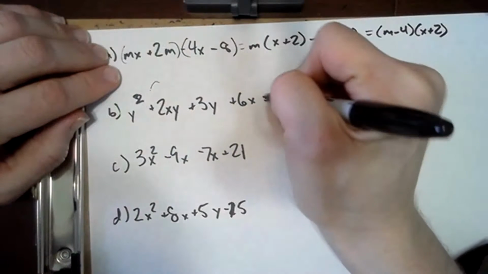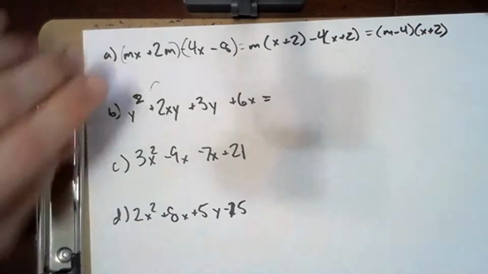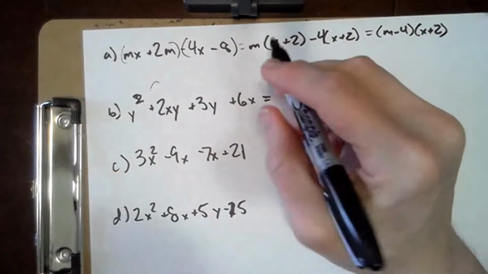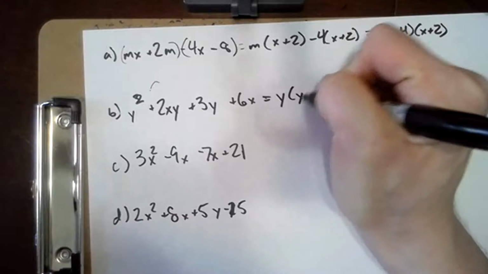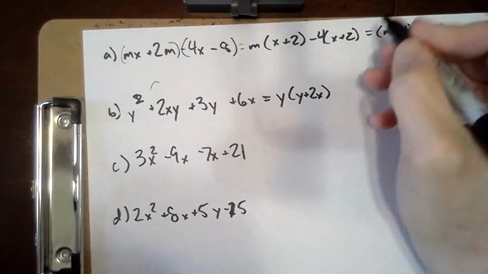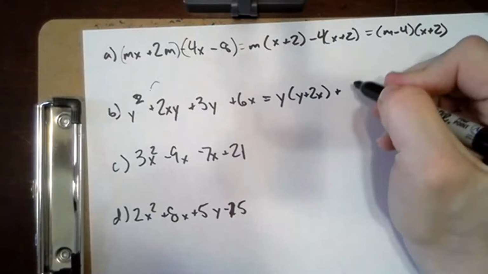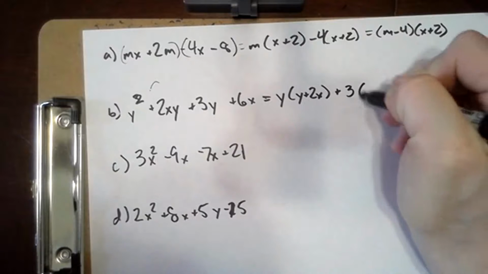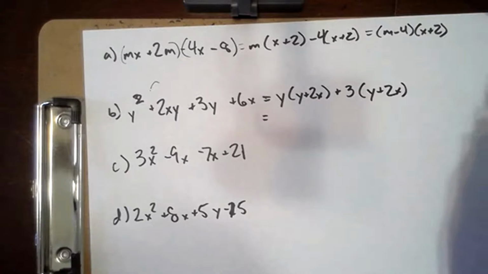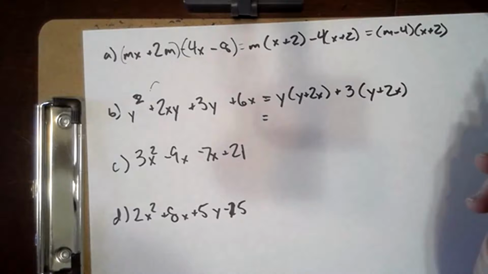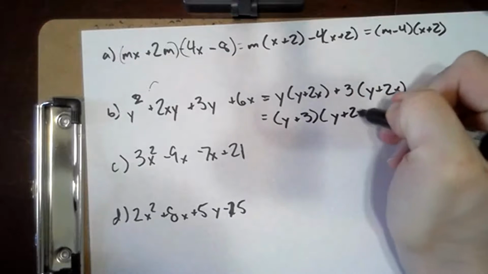Next up, we've got y squared plus 2xy plus 3y plus 6x. Okay, well, I can take my first two terms and factor out a y. That's y times y plus 2x. And then from the second two terms, I can factor out a 3, leaving us with another y plus 2x. So when we factor it completely, we have y plus 3 times y plus 2x.